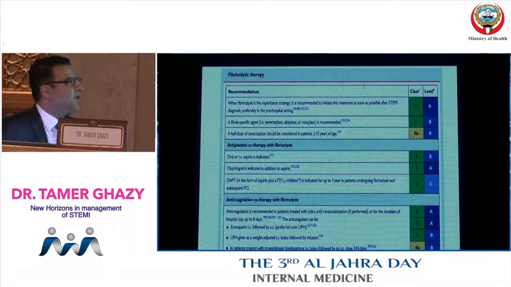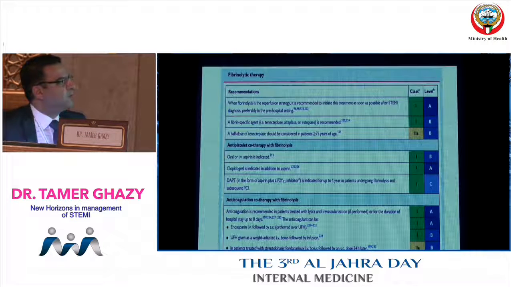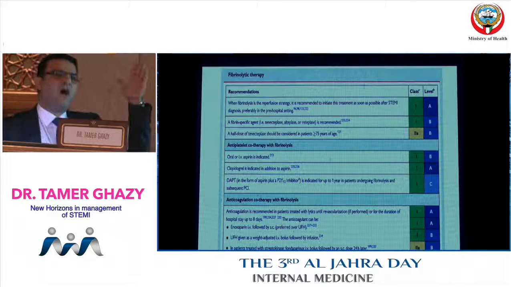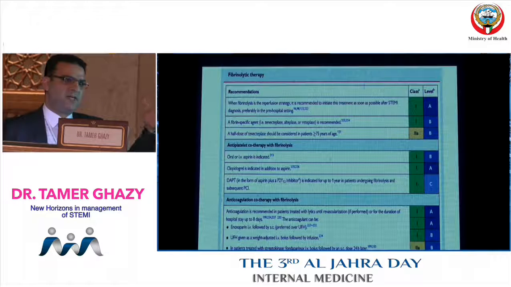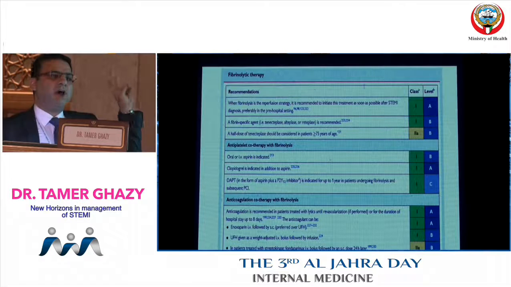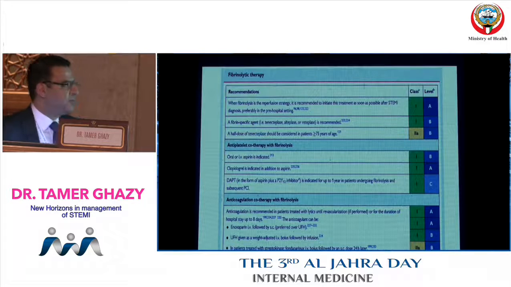For lytic therapy, when lytic therapy is the reperfusion strategy, it is recommended to initiate this treatment as soon as possible. You have just less than 10 minutes. Class 1, level of evidence A: a fibrin-specific agent, tenecteplase, alteplase, or reteplase, is recommended. Class 1, level of evidence B: a half dose of tenecteplase should be considered in patients aged 75 or more, which is a new recommendation. Half dose is not inferior to the full dose, but you will lower the bleeding risk for this patient.